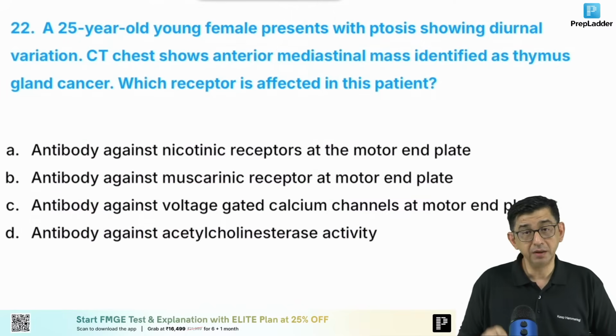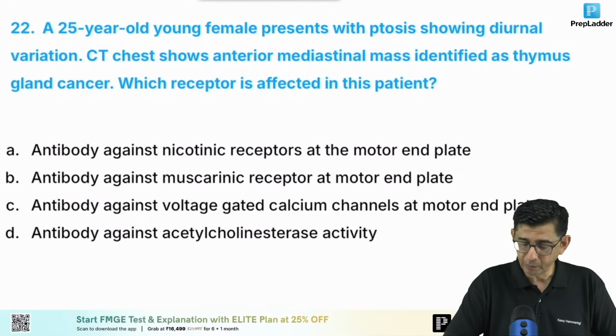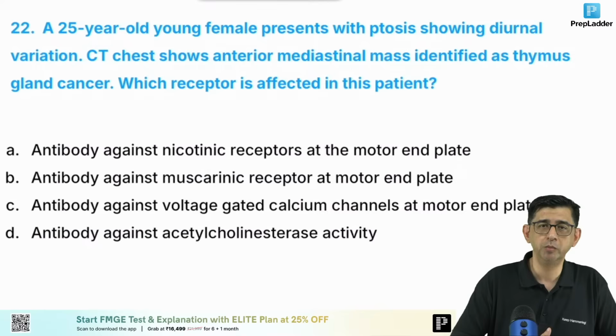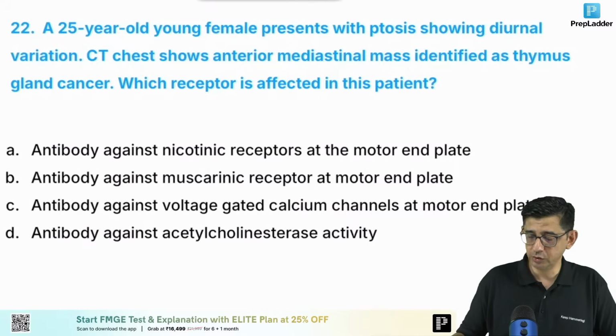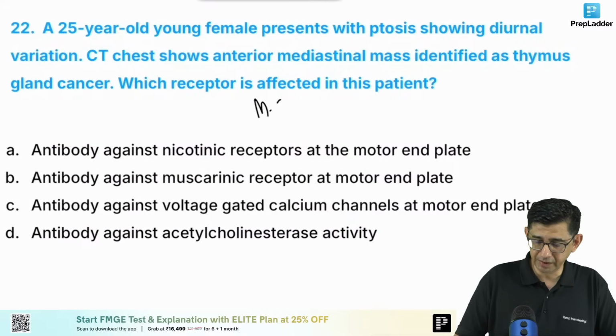Next we have, again a repeat from last time's paper. We have a female with ptosis with diurnal variation. When we read about it, though Amitabh Bachchan has this disease, this time it's a young female showing diurnal variation of her weakness, and the CT shows an anterior mediastinal mass with thymus gland cancer. So the disorder we're talking about is myasthenia gravis.